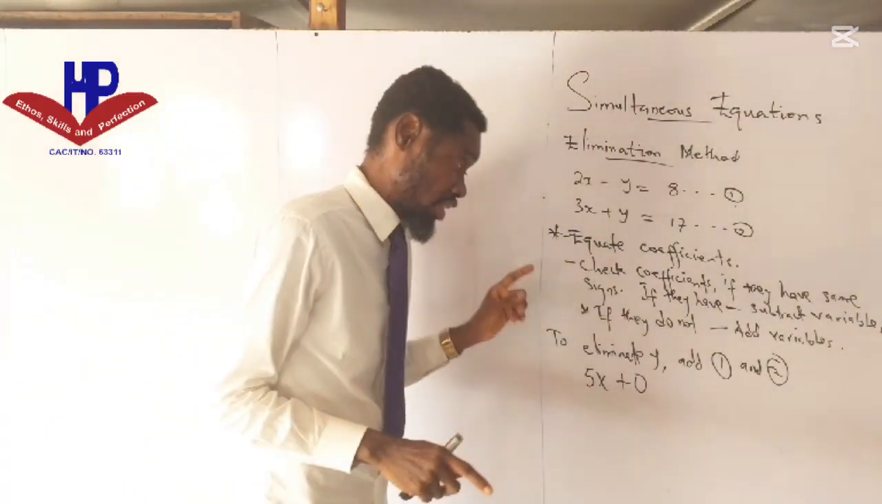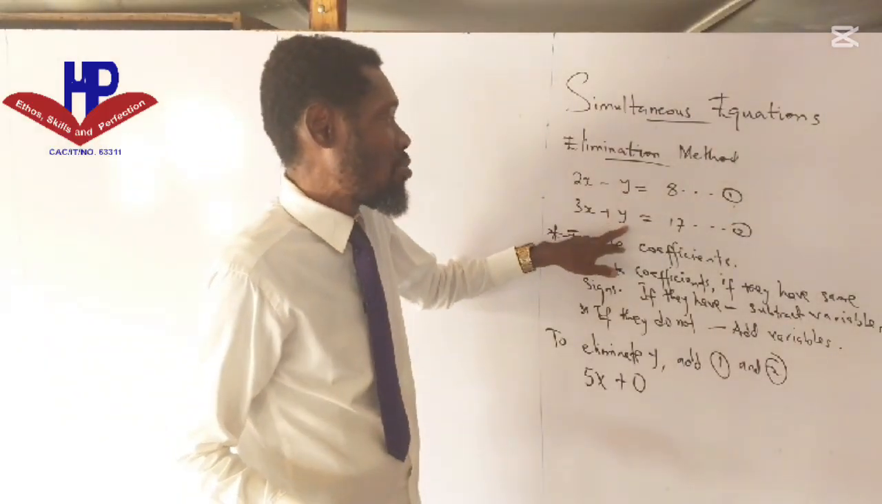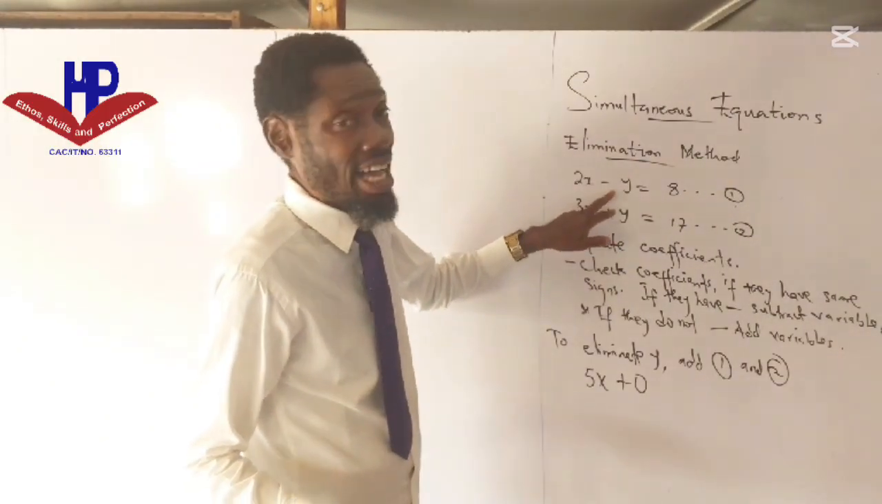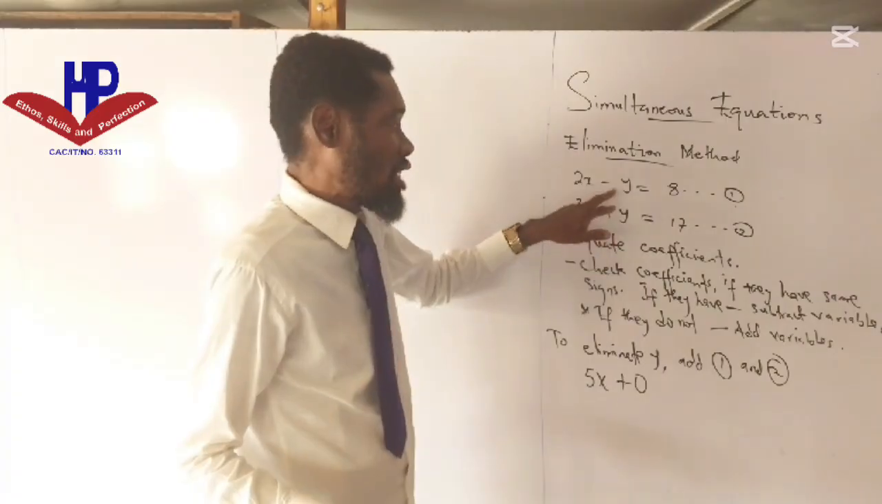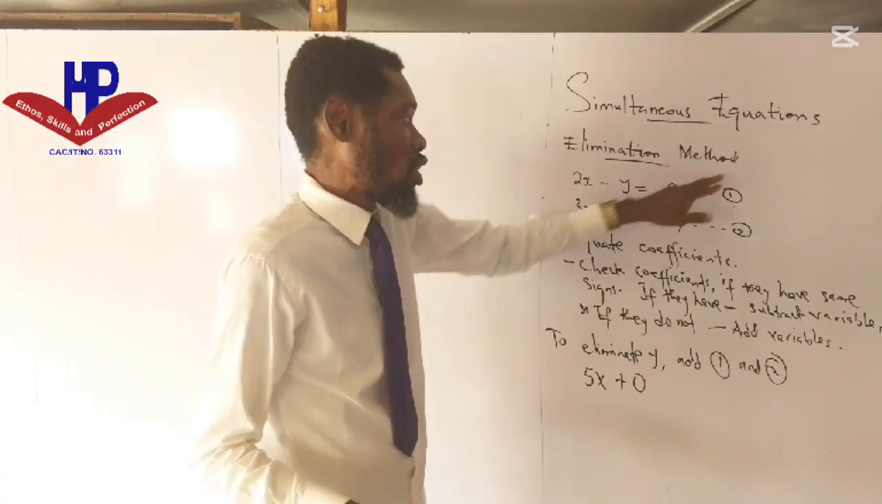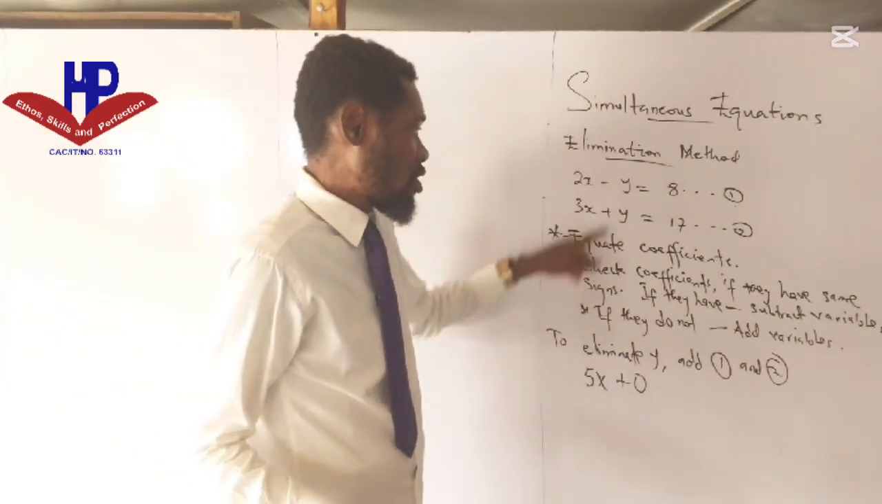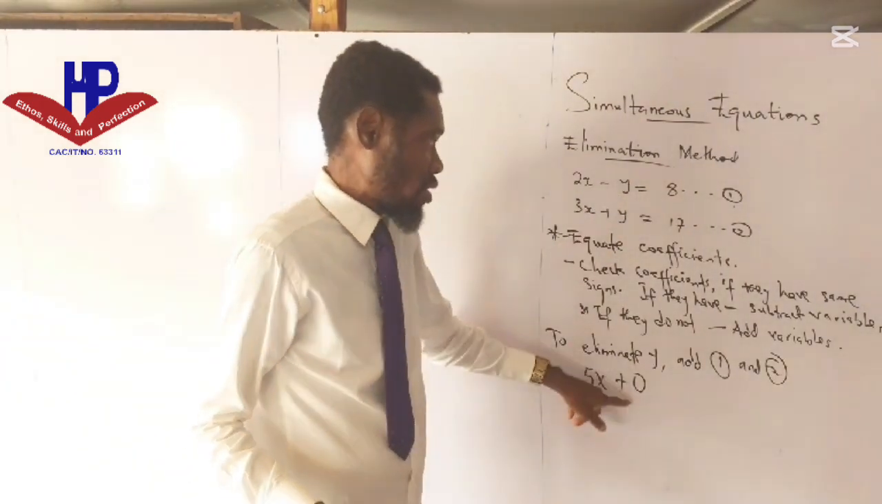When we deal with integers, you'll understand that better if you have issues with them. I'm dealing with simultaneous equations right now. So minus y plus y means you're owing somebody y and you have y. If you pay your debt, it means you have nothing left. I'm adding equation 1 and equation 2. 2x plus 3x is 5x. Minus y plus y is 0.